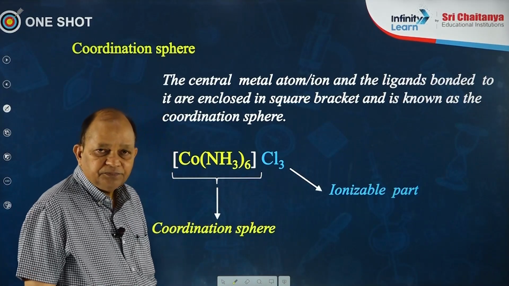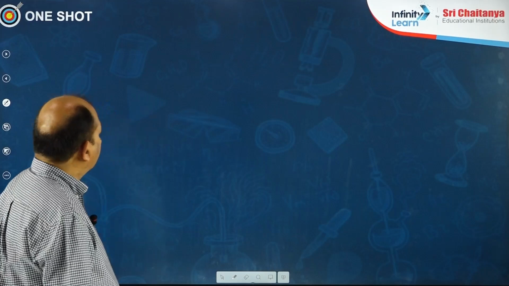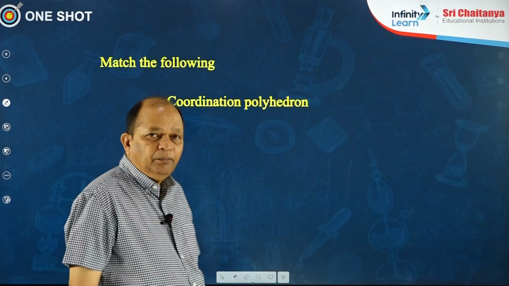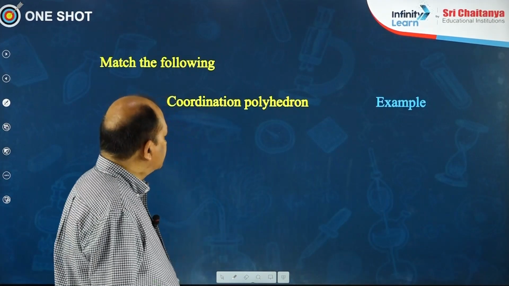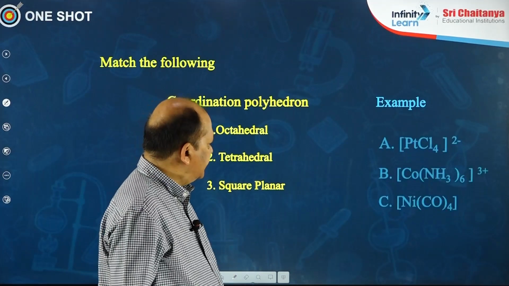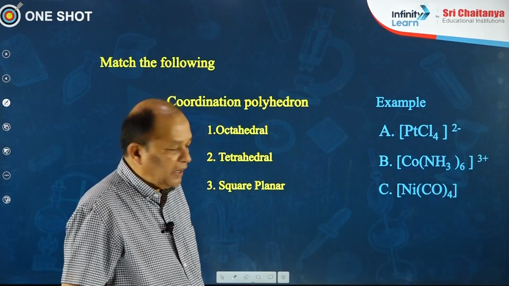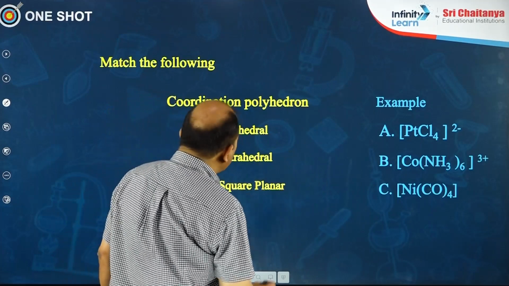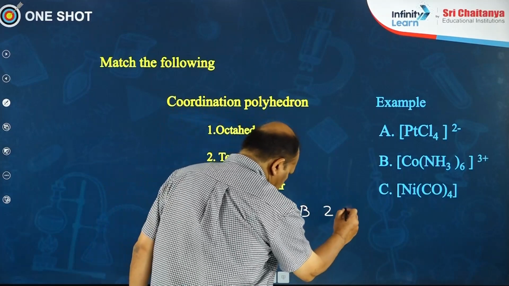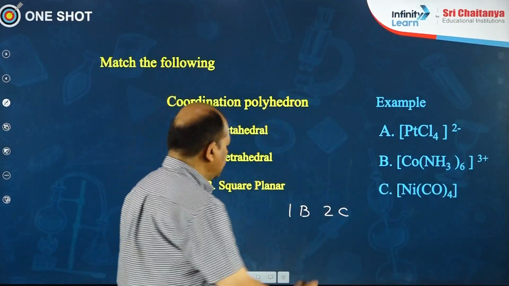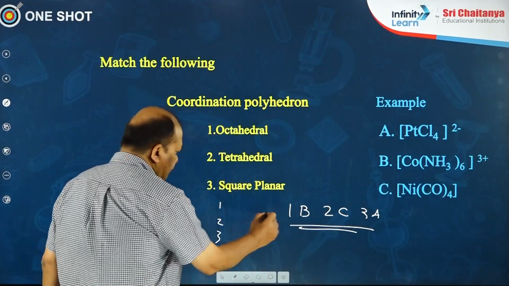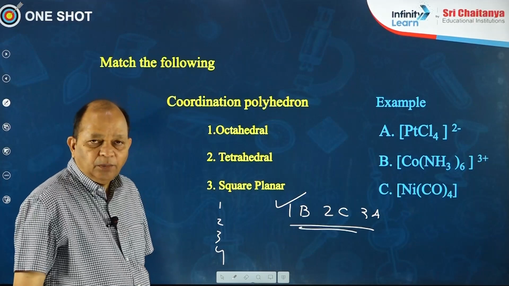On coordination polyhedron you can get a question like this. Usually you will get match the following type of questions on this. On one side he has given the different coordination polyhedra and on the other side he has given the examples. Now we need to match them. So, octahedral complex 1B, tetrahedral complex 2C, square planar complex 3A. He will give various options, among which you have to see this as the correct option.